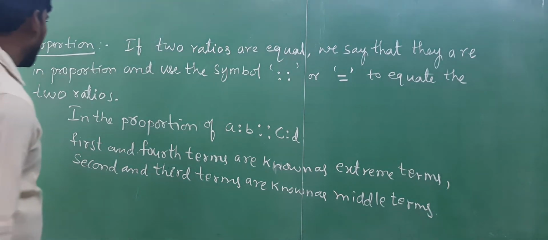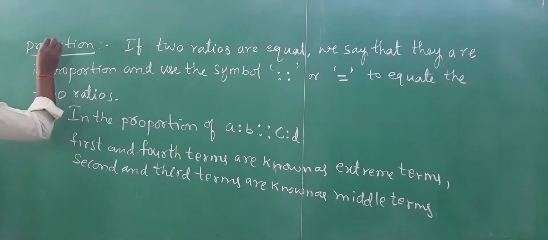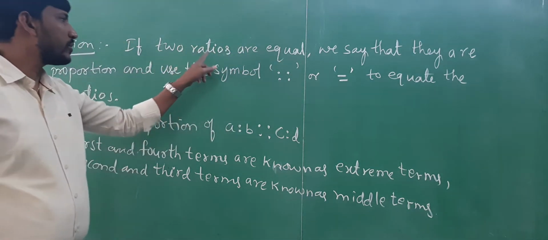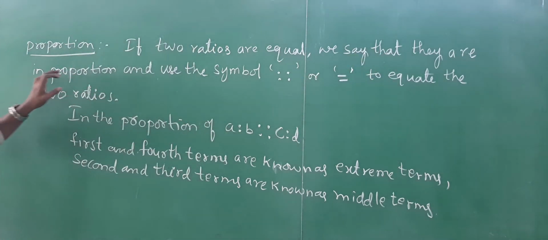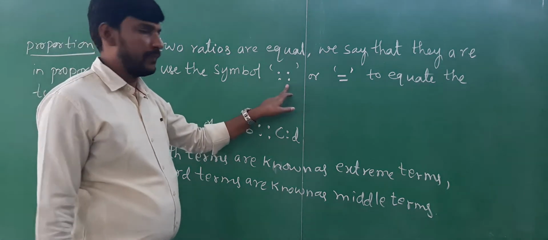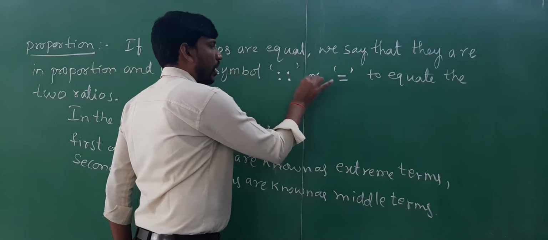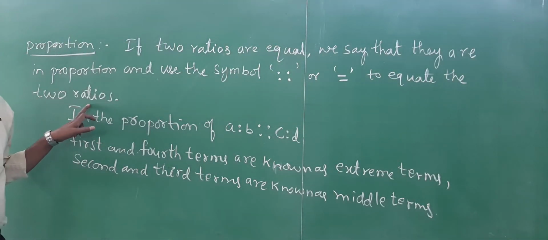Let us discuss the definition of proportion. Proportion means if two ratios are equal, we say that they are in proportion, and we use the symbol of four dots. Like this you can use the symbol, or use the equal to sign to equate the two ratios.